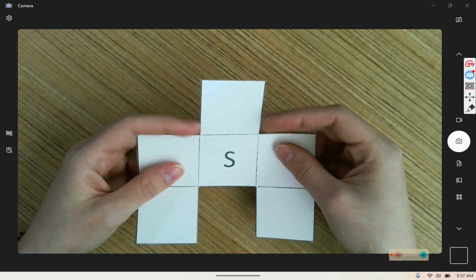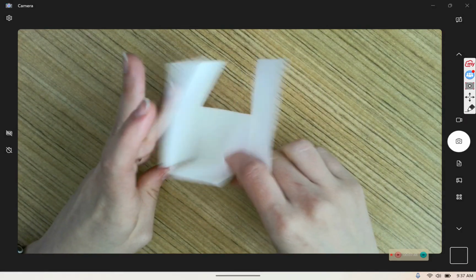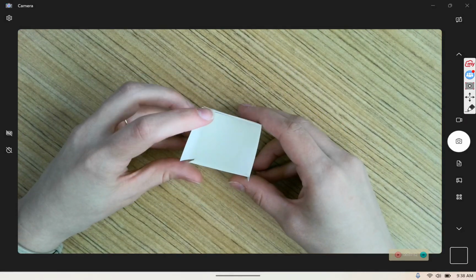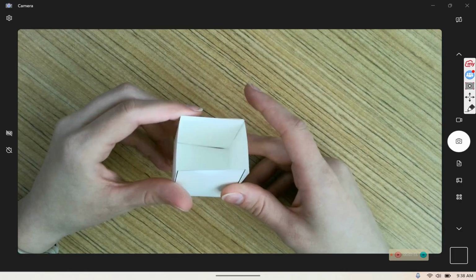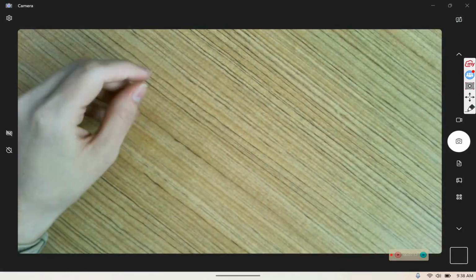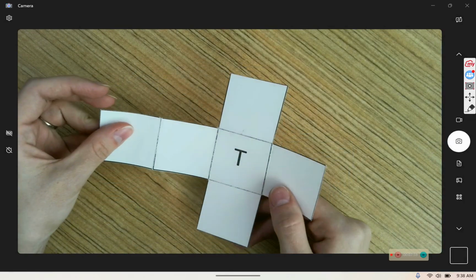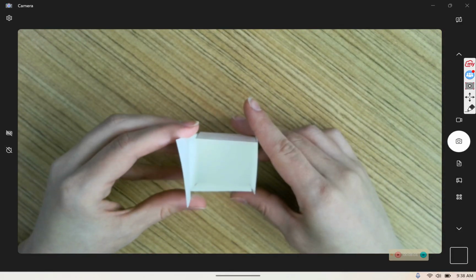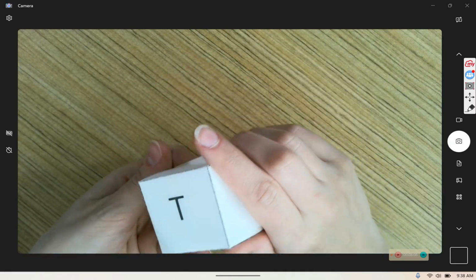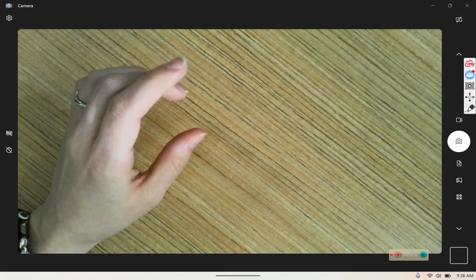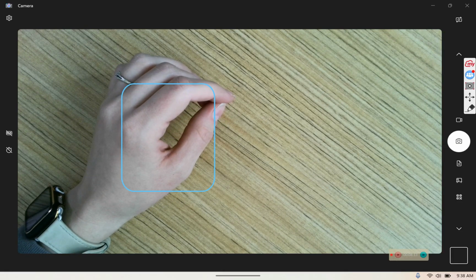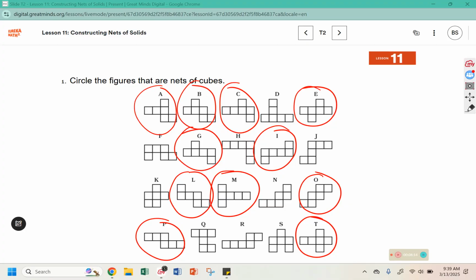S. Overlaps here, but leaves the top open. So no for S. And T. Sides all fold up and covers the top. Yes, T makes a cube. Make sure you have them all circled for the ones that did create a cube.